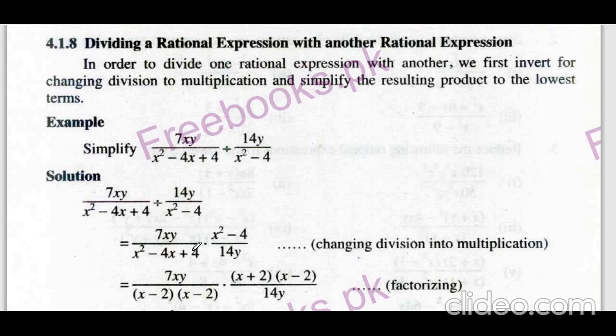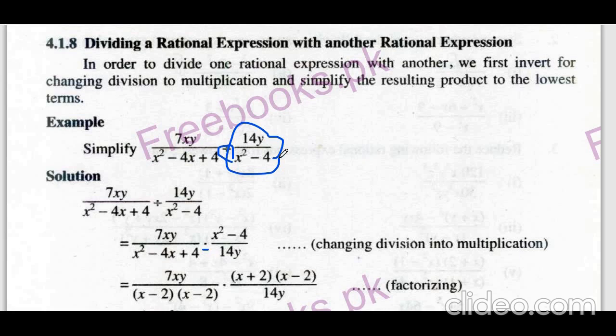So to divide one rational expression by another, first change the division sign to multiplication and then simplify the resulting product to the lowest terms. Here there is a division sign. When you change this division sign to multiplication, the terms change their places. The numerator becomes the denominator and the denominator becomes the numerator, because when we change division into multiplication, the numerator and denominator of the second term are swapped.